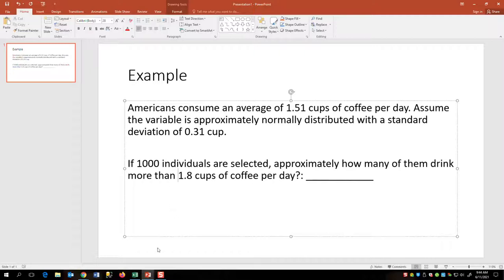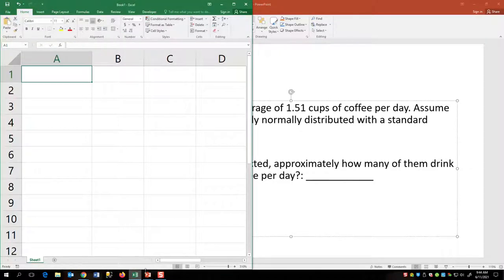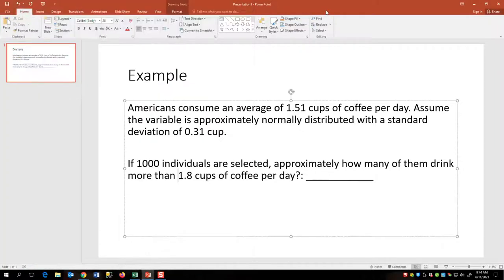Americans consume an average of 1.5 cups of coffee. Average, that's the mean, which is 1.51. And assume the variable is approximately normally distributed. That's why we're doing normal distribution, with a standard deviation of 0.31.